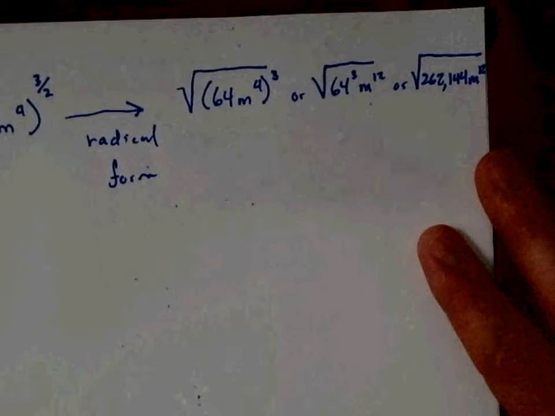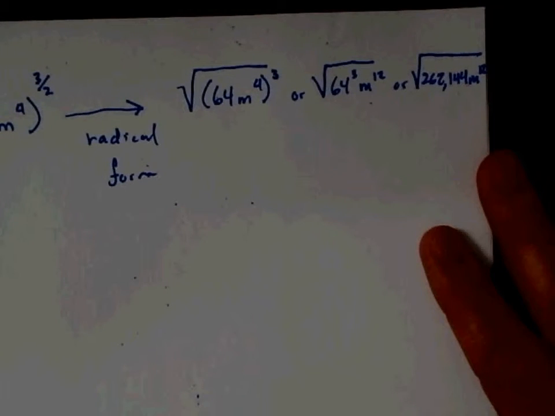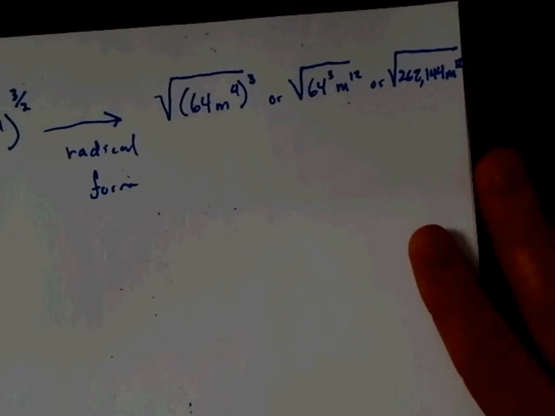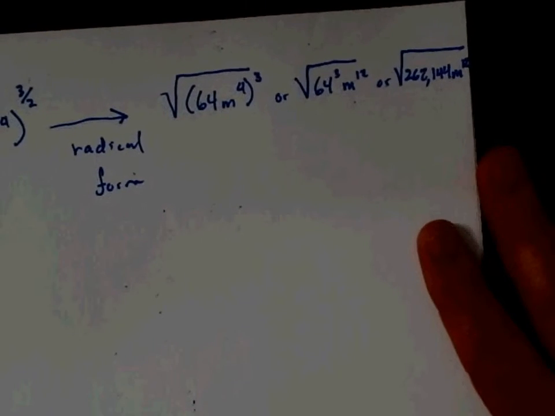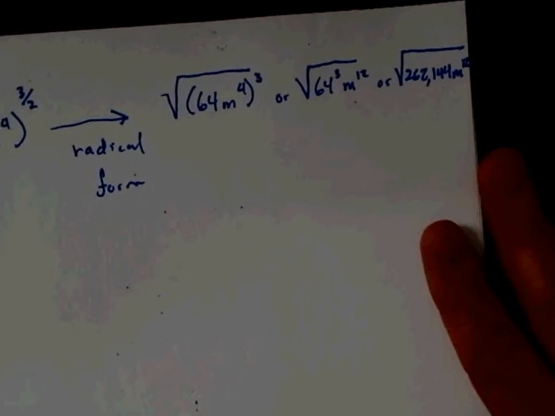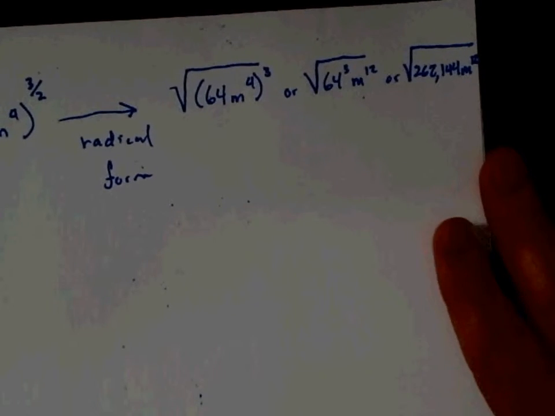And that's the last one, right? If you went ahead and cubed the 64. All of those are correct. All of those are equivalent. So understand that if it says choose all, don't just pick the one you're emotionally attached to that you know is right. There may be more. All right, so that's the radical form.